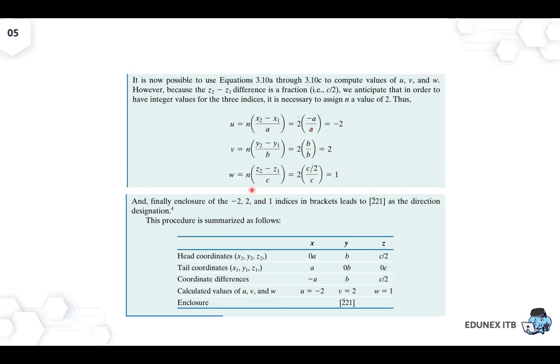Okay, and this is the enclosure, where it is negative 2, 2, and 1. Usually the indices are put in brackets, and we write the negative on top, so negative 2, 2, 1. So you can have a look at the procedure. First you need to find the head coordinates and then the tail coordinates of the vector. After that, check the coordinate differences by subtracting the tail coordinates from the head coordinates. After that you get the values of U, V, and W by applying the integer, and then the enclosure, and you will end up with the direction.